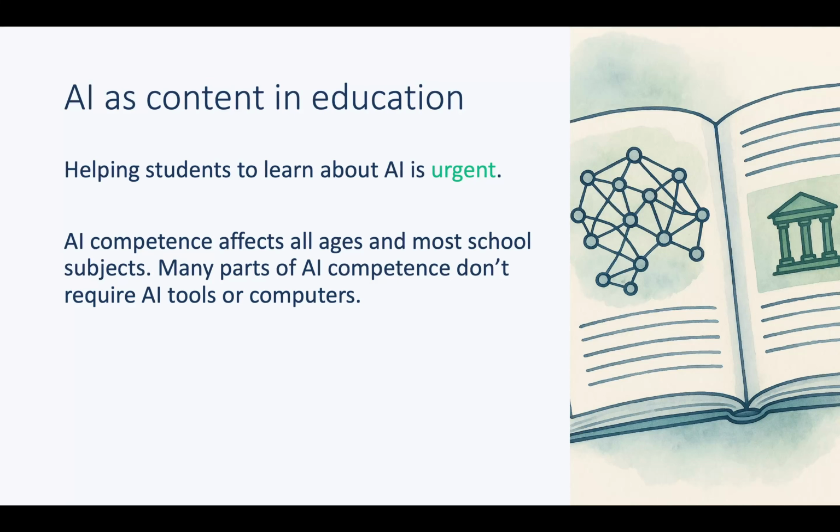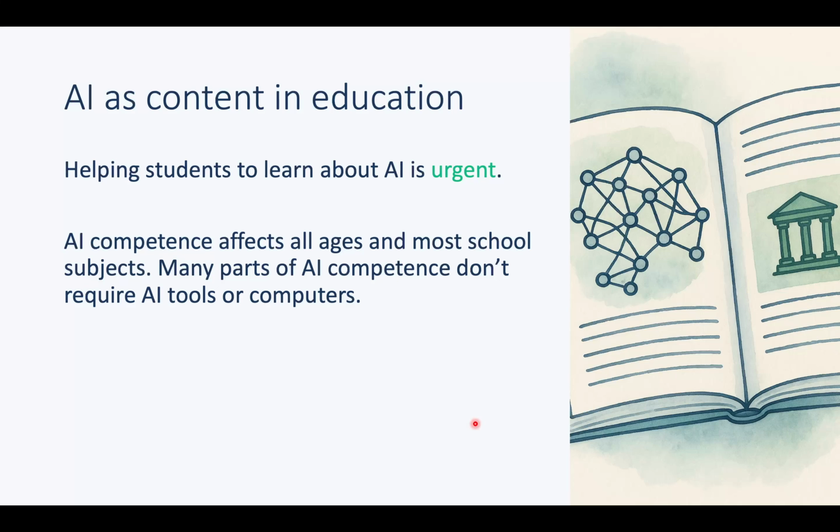AI as content in education: students should learn about AI, they should have AI competence. I would say that this is a big area, and this is important and urgent. Kids and adults have been living in a world with advanced AI for at least 2 years now, and we can't wait another 2 years before we start teaching them about what this is, helping them understand this technology, how to relate to it, what risks are present, how it can be used, and so on.